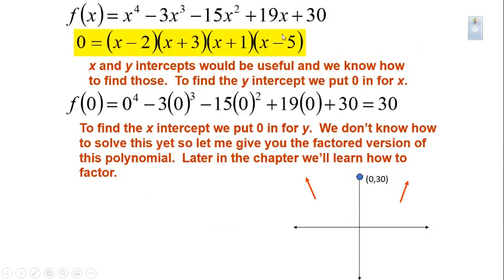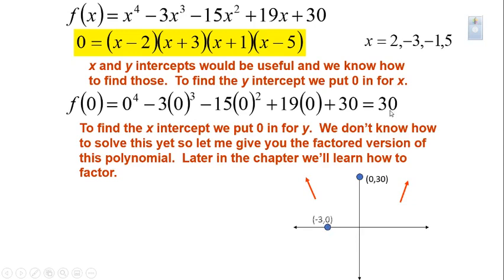In this case, I have factored the function so that you see it written in totally factored form. Then we've set that equal to 0 so that we can find the x-intercepts. That means using the zero product property, we set each factor equal to 0 and solve for x, and we get x equal to -3, -1, 2, and 5.